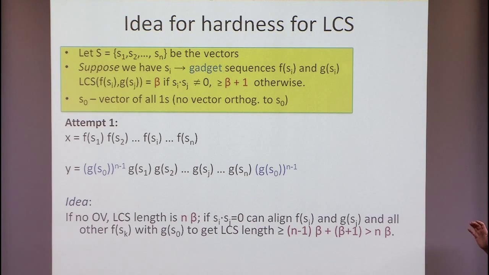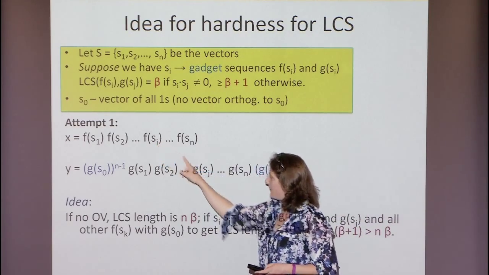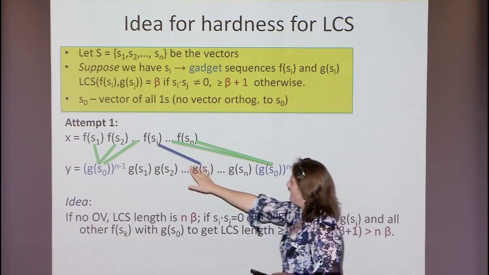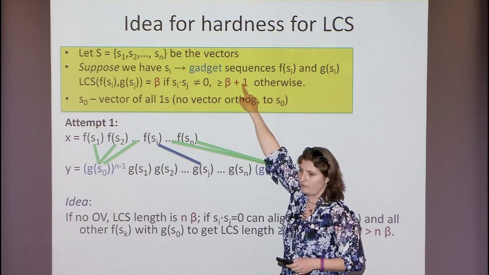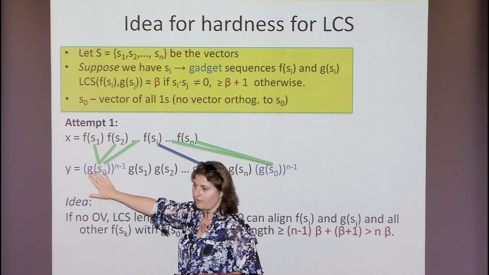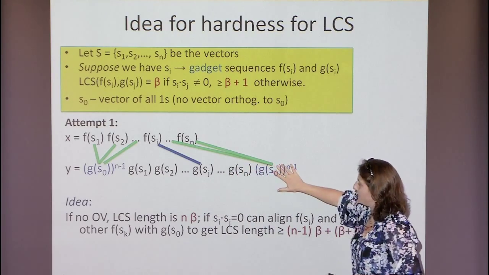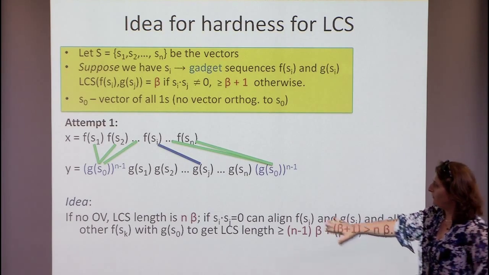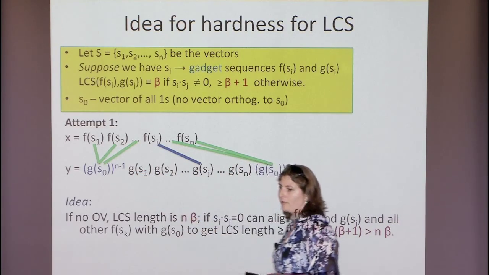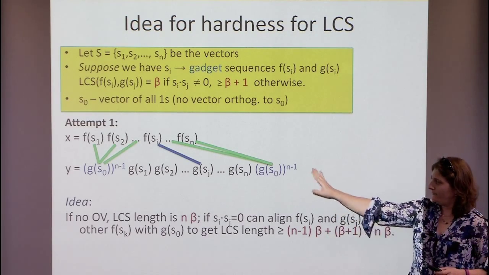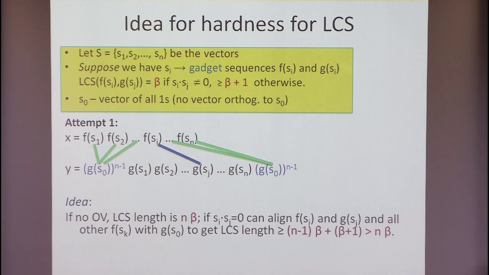Now, if on the other hand there's some S_I and some S_J that are orthogonal, then I can align F of S_I with G of S_J to get beta plus one. And I can align everything before it with the gadgets for the all ones vector, and everything after it to the gadgets of the all ones vector again. So this part here, the green stuff, will give me N minus one times beta, and I'll get beta plus one from the alignment of S_I and S_J. So this is the idea.